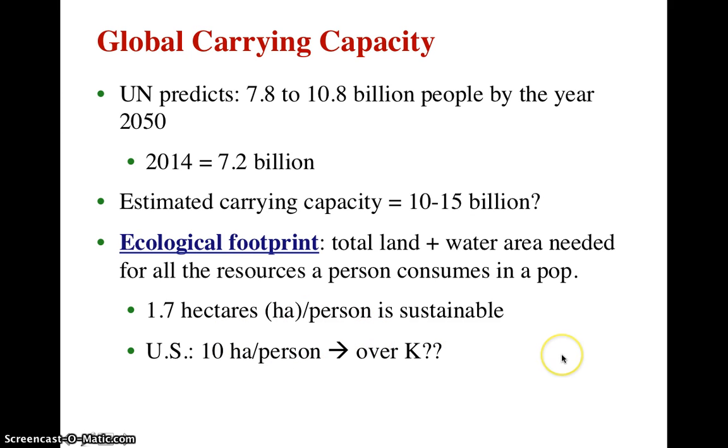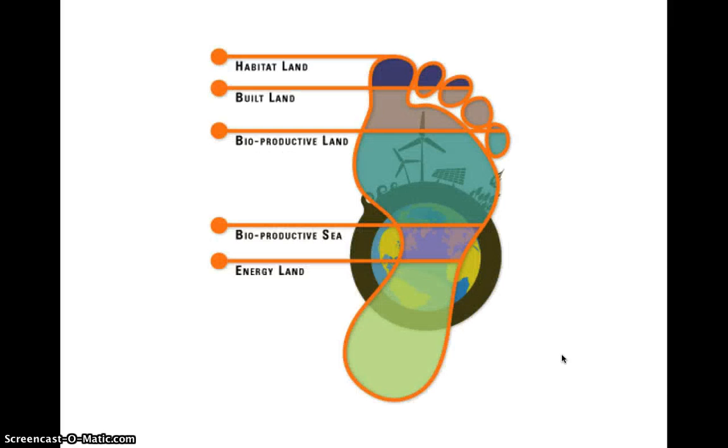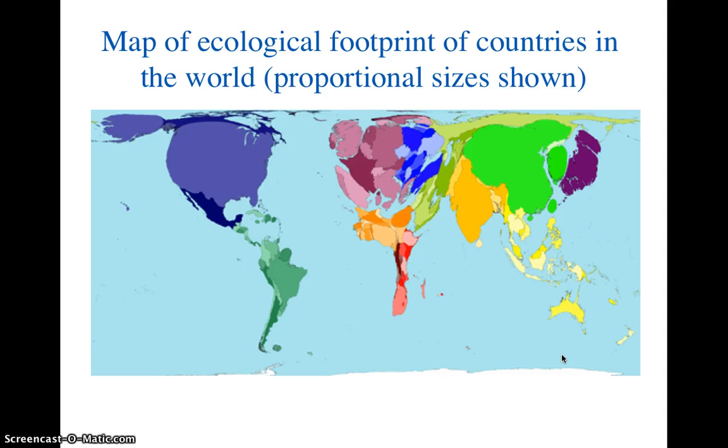Okay, it doesn't seem quite as crazy, but let me show you as a graph. These are kind of like dividing different resources, but this is the graph. Ecological footprint of different countries in the world.